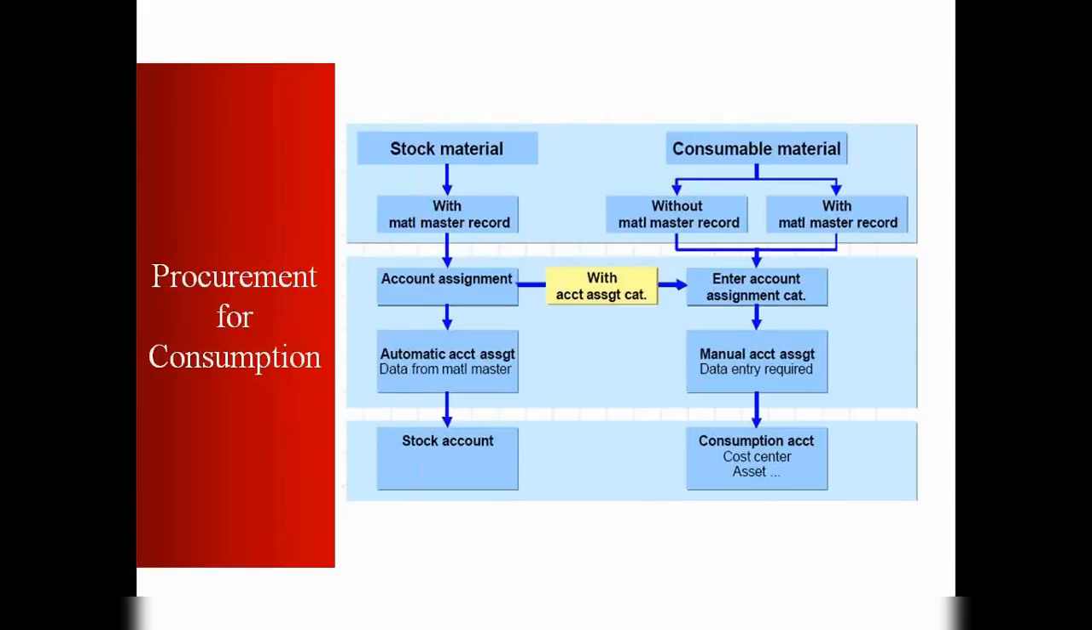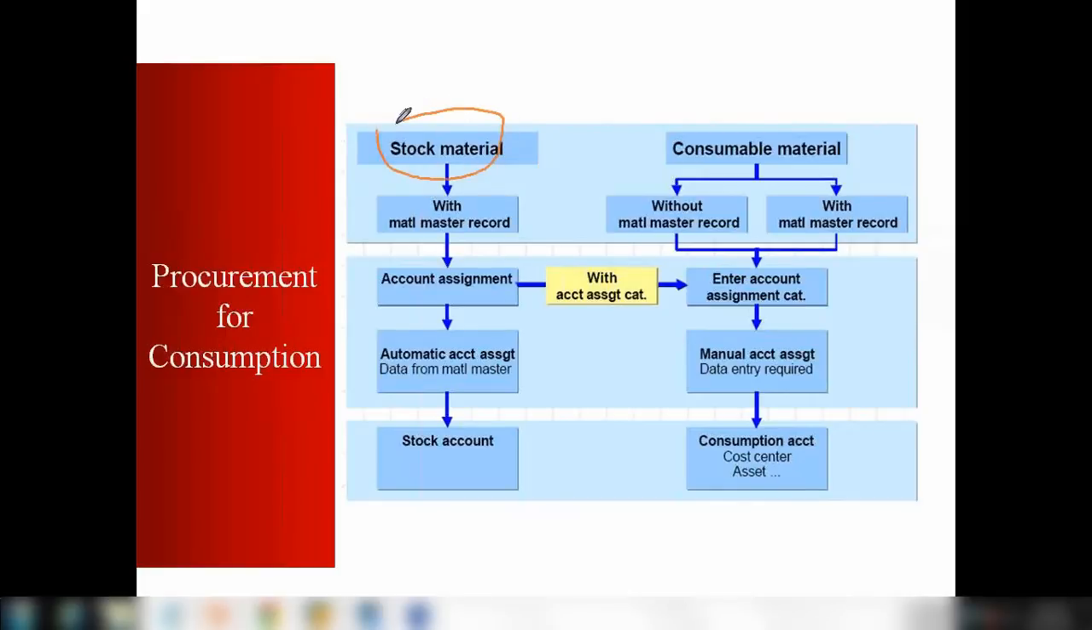Procurement for consumption. Okay, now in the previous chapter we have seen this one. In the previous topic, we basically talked about the stock material, right? In stock material, the system didn't ask us to enter the account assignment category. Why? Because for stock materials, we mention that in the material master record. If you remember, I did mention that.